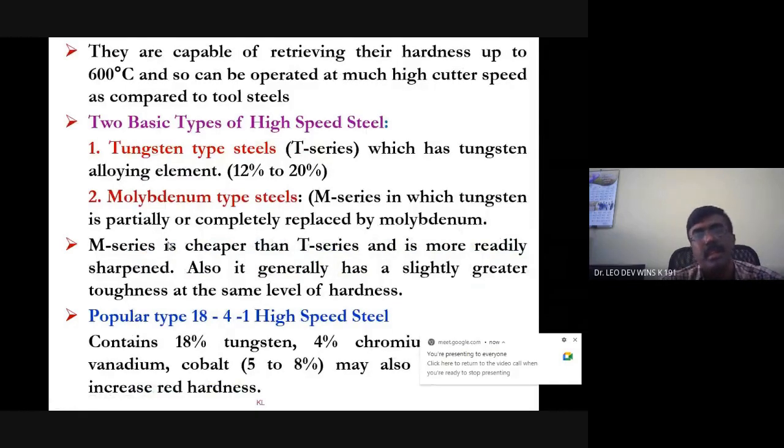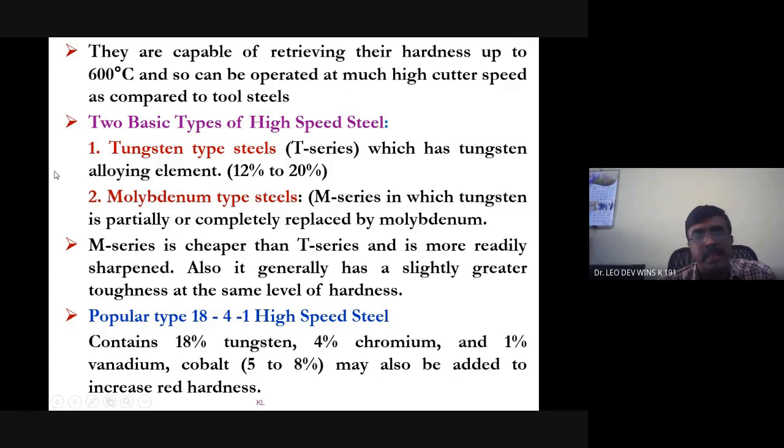And the next one is they are capable of retaining high hardness up to 600 degrees centigrade, as I have mentioned, because it can be operated at much higher speed compared to the other tool steels. The two basic types of high speed steels are the tungsten type, called T series, and the molybdenum type, that is M series. When molybdenum is included it is called M series, and where tungsten is at higher proportion, the name is automatically T series.